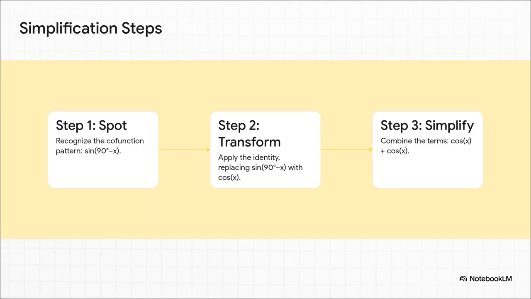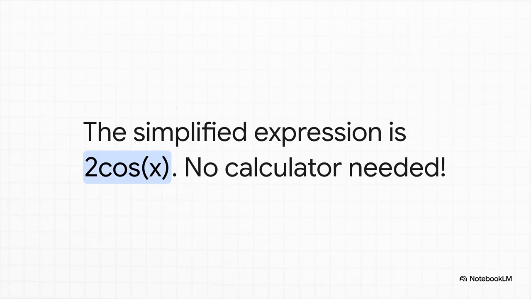So here's the process. Step 1, you immediately spot that sine of 90 minus x. That's our cofunction identity right there. Step 2, we know that's just a fancy way of writing cos x, so we just swap it. And now, look at our new expression. It's just cos x plus cos x. It doesn't get much simpler than that. And boom, there's the answer, 2 cos x. We went from a confusing-looking problem to a clean, simple answer in one move. No calculator, no complex formulas. That's the power we're talking about.